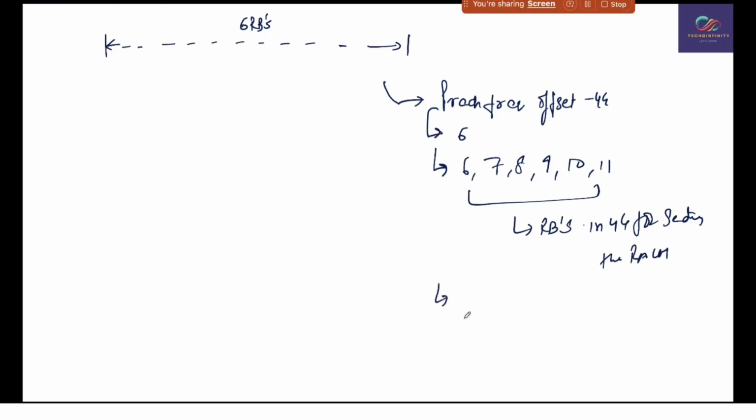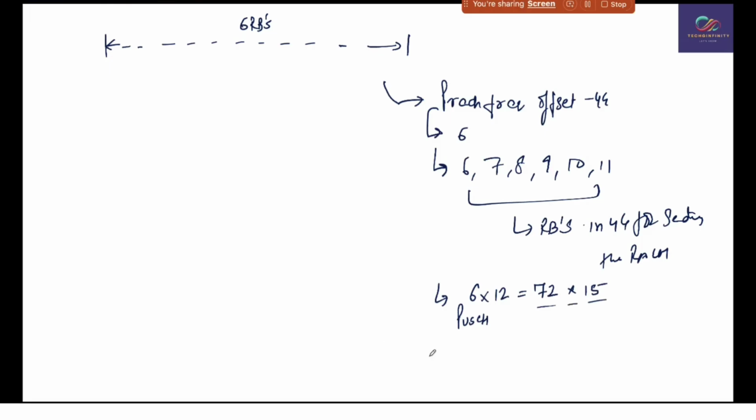We are talking about uplink, so PUSCH or PUCCH, whatever it is. In the uplink direction, 6 into 12 subcarriers. There also, in 4G, it was 12 subcarriers. 6 into 12 is 72 subcarriers into 15 kilohertz. So we are getting 72 into 15. If you do that, you are going to get around 1008. Just let me see, 72 into 15.